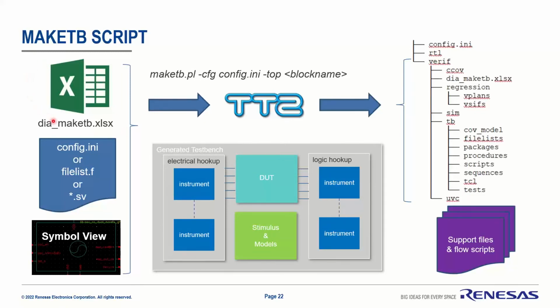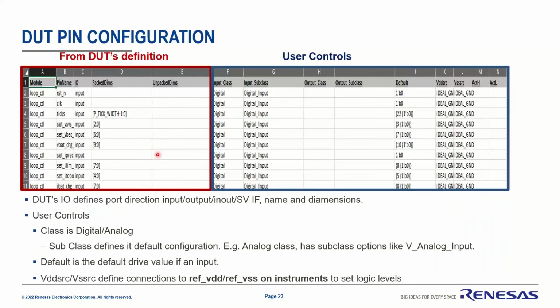So the key file after this, if you've got a mixed signal test bench, is this file. It is the Excel file, because this is what controls whether it gets an electrical instrument or a logic. So in a very simple example here, one sheet in the spreadsheet has a list of the pins of the module in question, the direction, some packed dimensions, unpacked dimensions. These are there as a reference for the user.